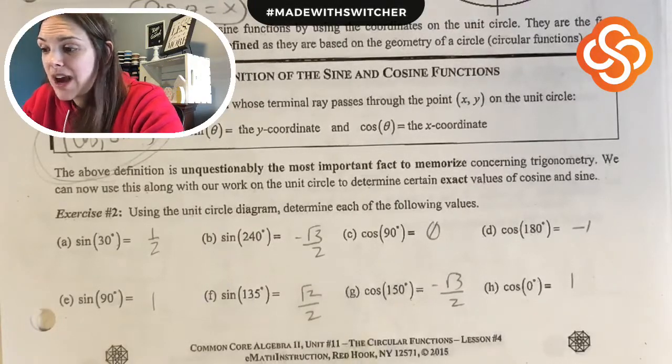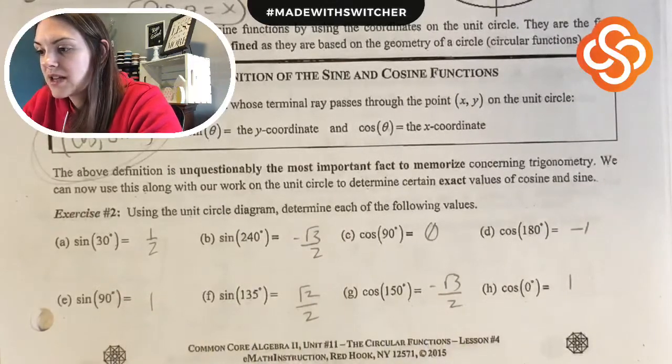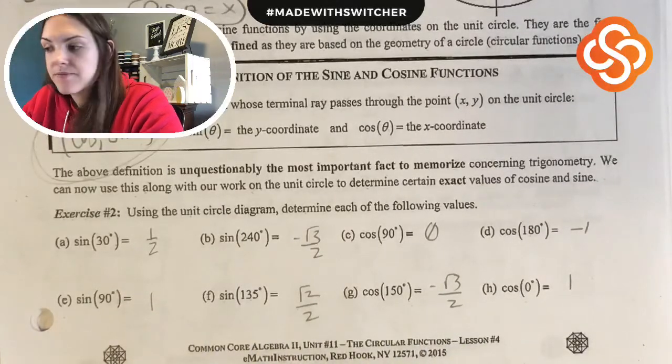So we could use our calculator for all of these, but we should really be knowing what these are, at least the special ones, like they said, on our own. Okay? So just let me know if there's any questions with that.